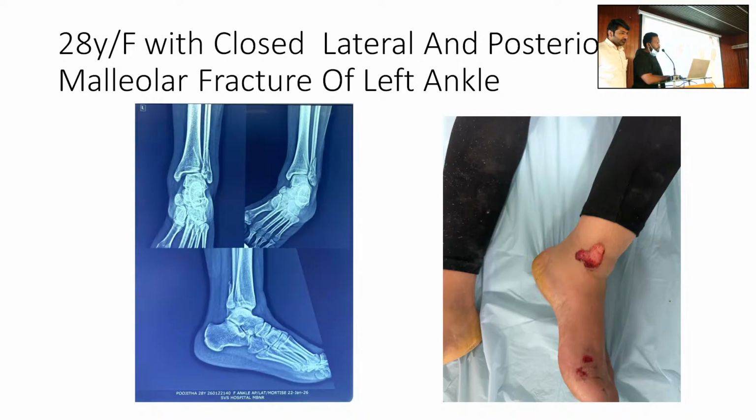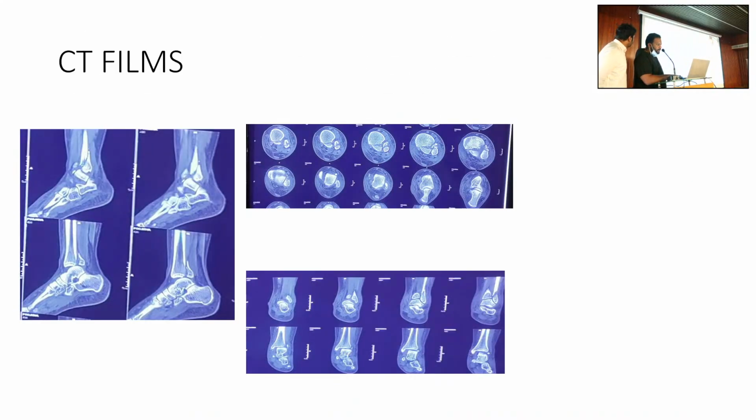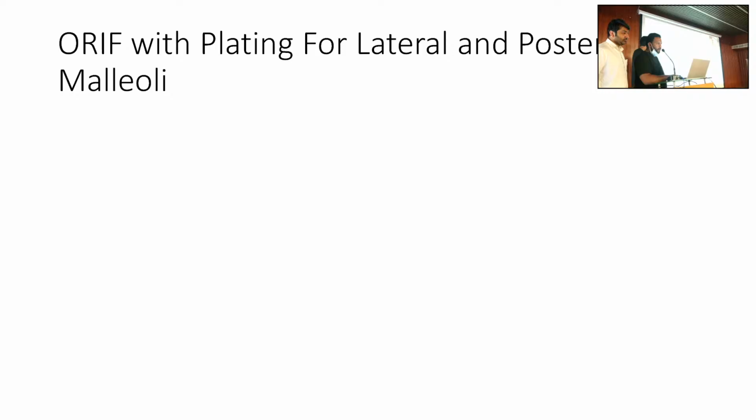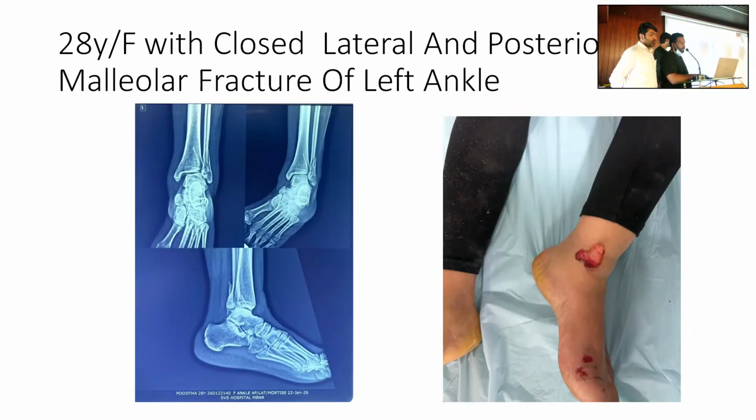These are the CT films, sir. Do they call it a twisting injury, or do you have to specify supination, external rotation? Supination, external rotation. What injury is this? You said lateral, posterior. Where is it common? Supination, external rotation.